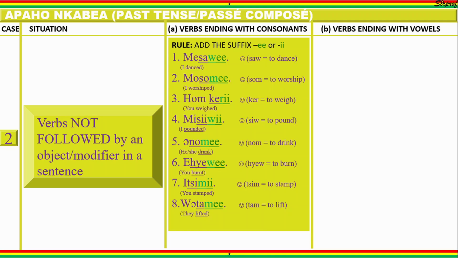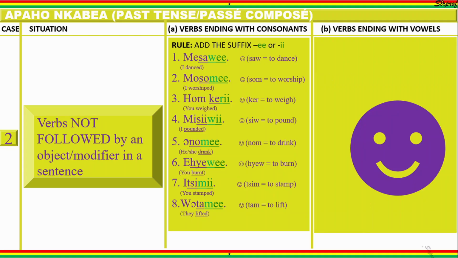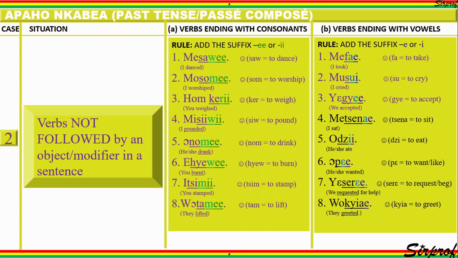For the second case, for verbs not followed by an object or a modifier in a sentence. Again, we have seen the case where the verbs end with consonants in our previous lesson. For verbs ending with vowels, as we have said already, the rule is add the suffix a or e to the verb. Examples: mefai, musui, yeje, metenai, ozi, opei, yesire, uchiai.